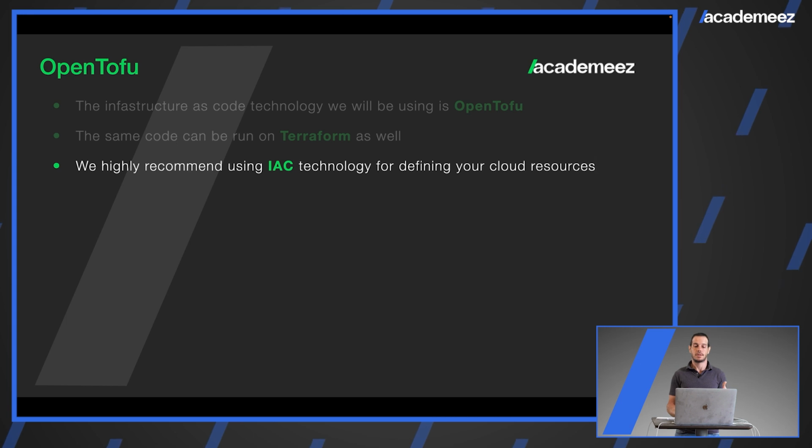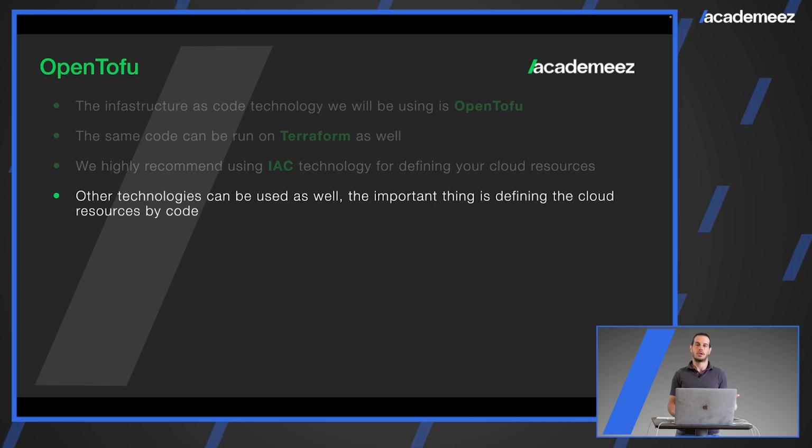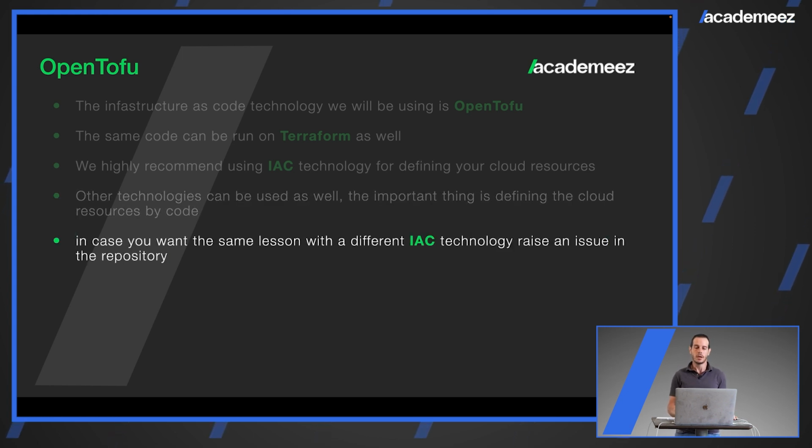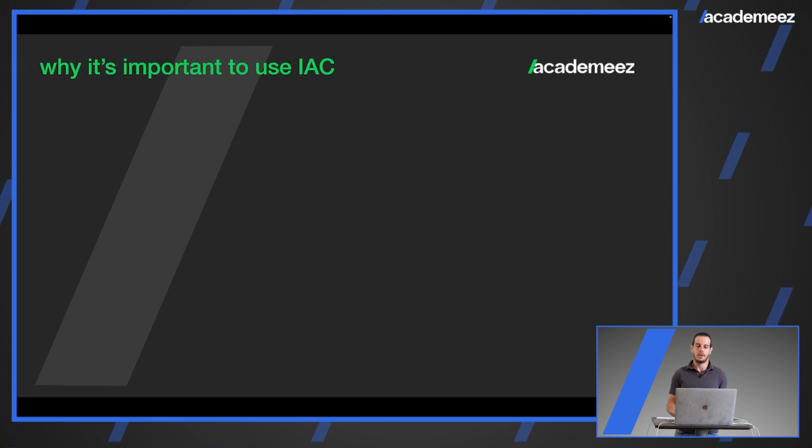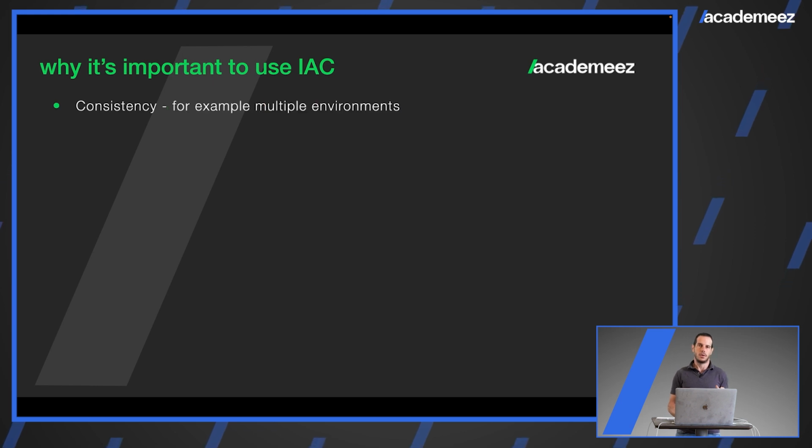We highly recommend infrastructure as code technology, but we don't advocate for a certain technology. So if enough people raise an issue, we'll do the same implementation in a different technology. If you want to see that, make sure to raise a discussion or an issue in the course repository. And a few things on why it's important to use infrastructure as code technology. I highly recommend not to use the web console. The cloud provider usually supplies a web console that you can use to open resources, but don't use that to open resources. Use some kind of infrastructure as code technology.